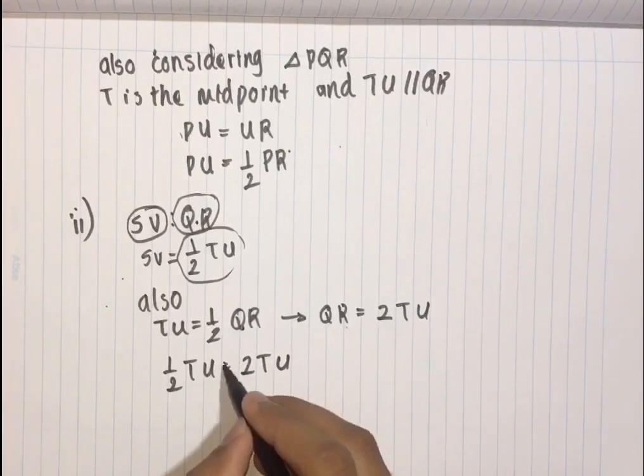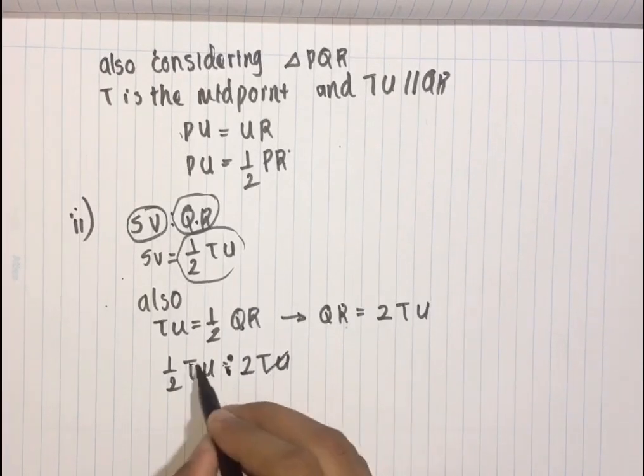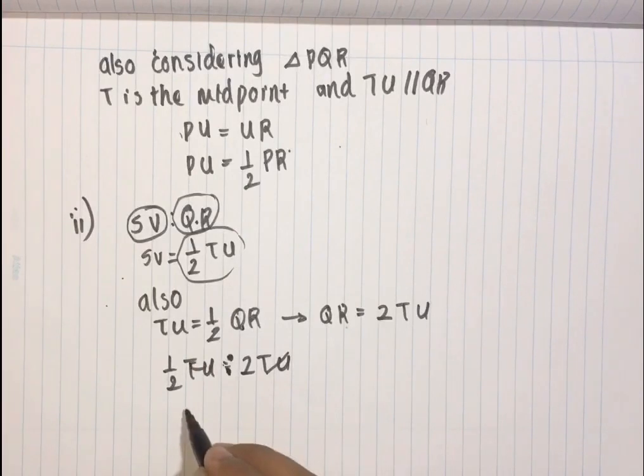Sorry, this is not equal, it should be ratio. Now we can cancel these two, and then finally you have half is to 2. Therefore if you multiply both sides by 2, then you will get 1 is to 4. Is that clear? Okay. Let us solve one more question.